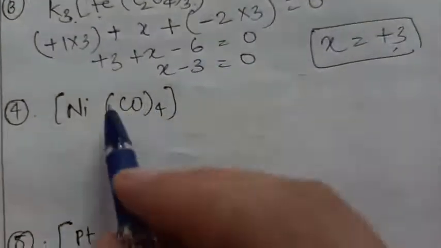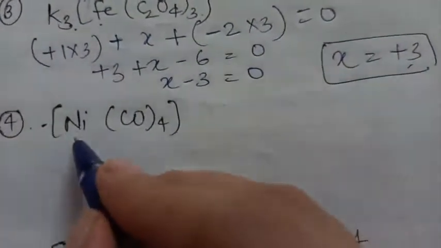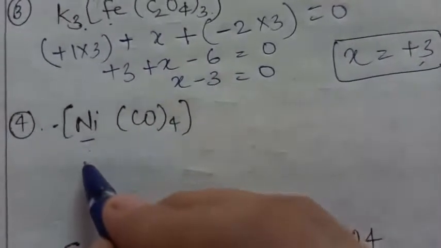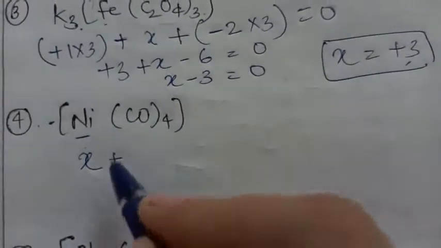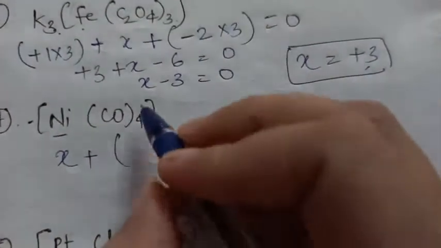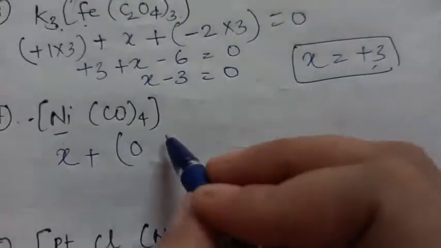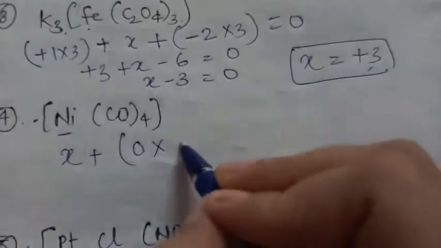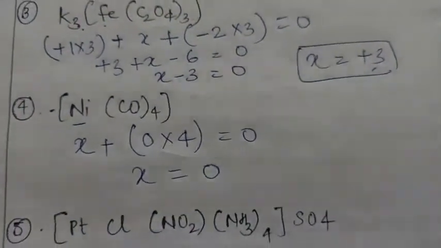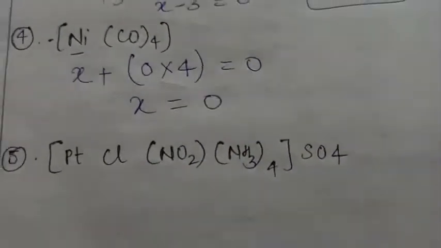Now see this one. Here there is no counter ion written at the front or at the back. So directly we will start from here. This is the central metal atom, nickel. Take it as X because we have to calculate the oxidation state of nickel only here. So X plus carbonyl is a ligand which has neutral charge. Neutral means 0. So 0 into how many carbonyl? 4 is equal to 0. Hence X is equal to 0. So this is a compound in which nickel is in 0 oxidation state.